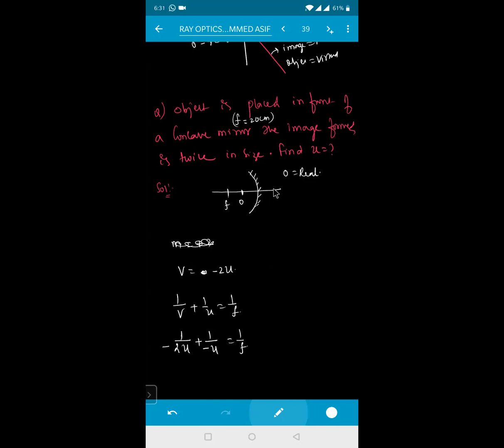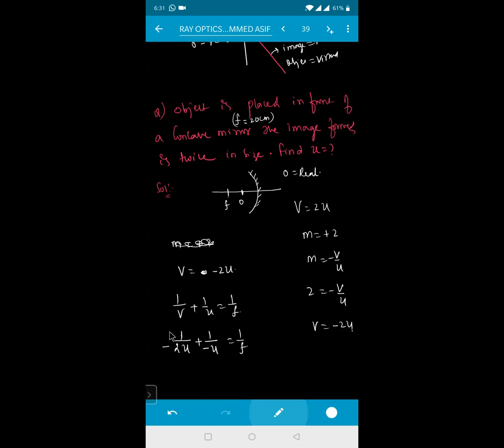See whether the image formed is twice in size. The image formed is twice the size. So this magnification can be positive or negative. The thing has been told, so I need to take the two cases. If I'm taking the magnification to be 2 times, like say m is equal to plus 2, then magnification is equal to minus v by u. So this is 2, this is minus v by u. So v will be equal to minus 2u.